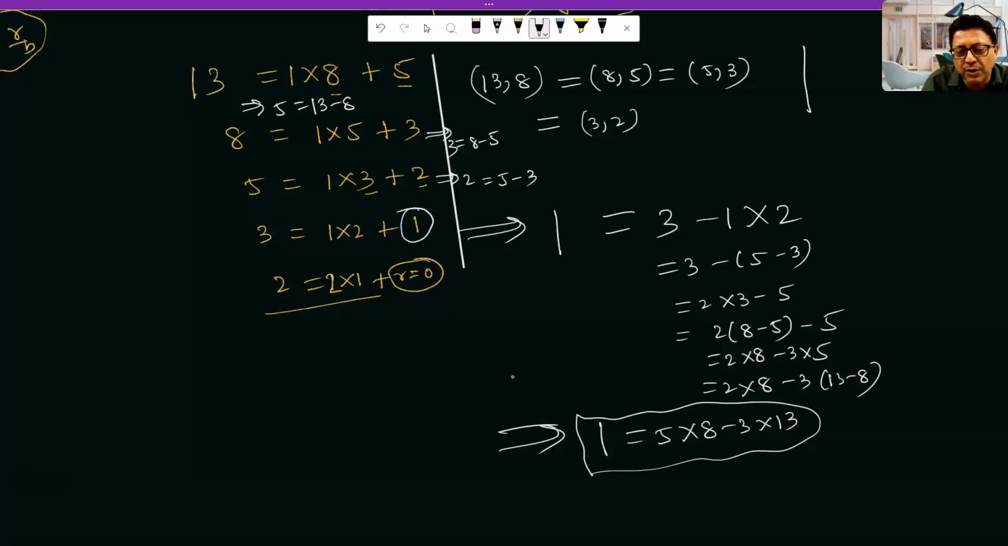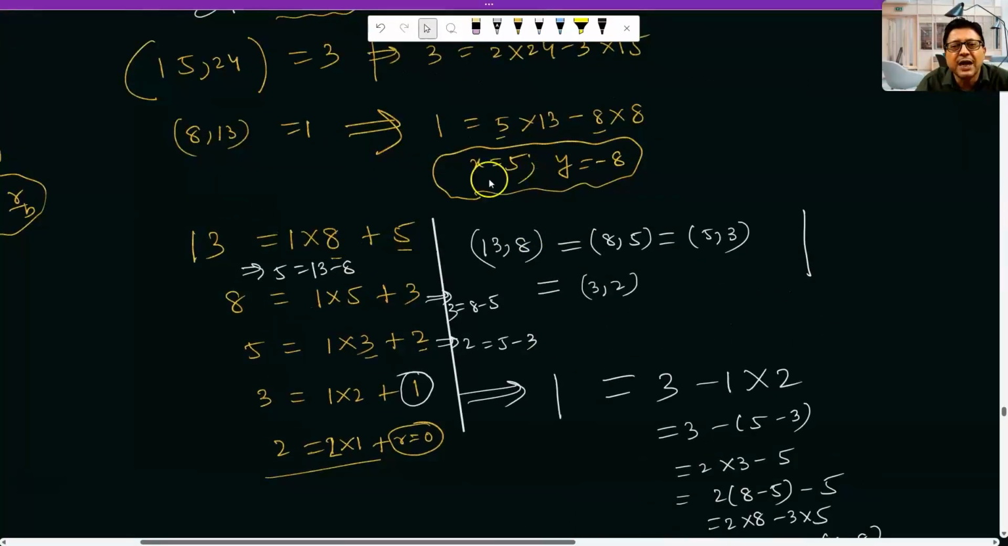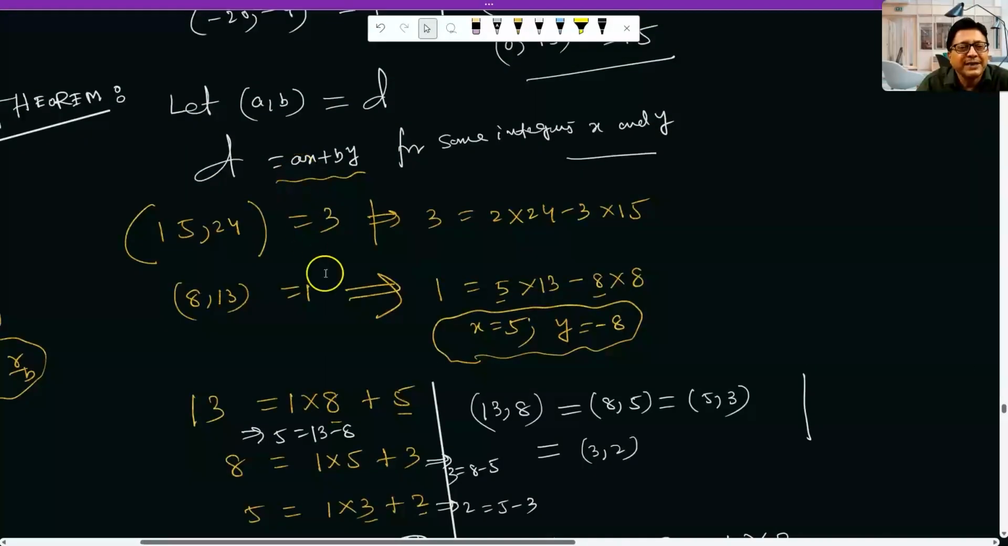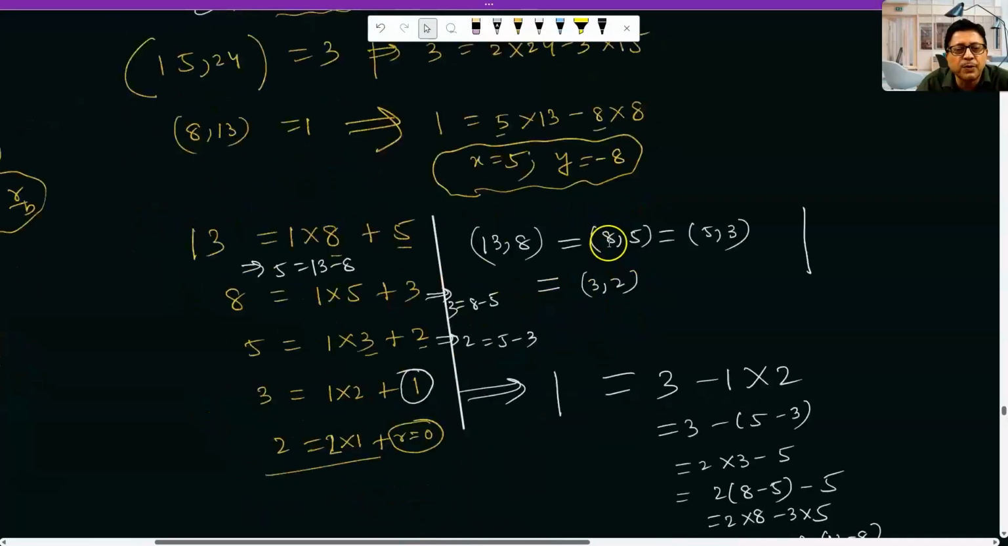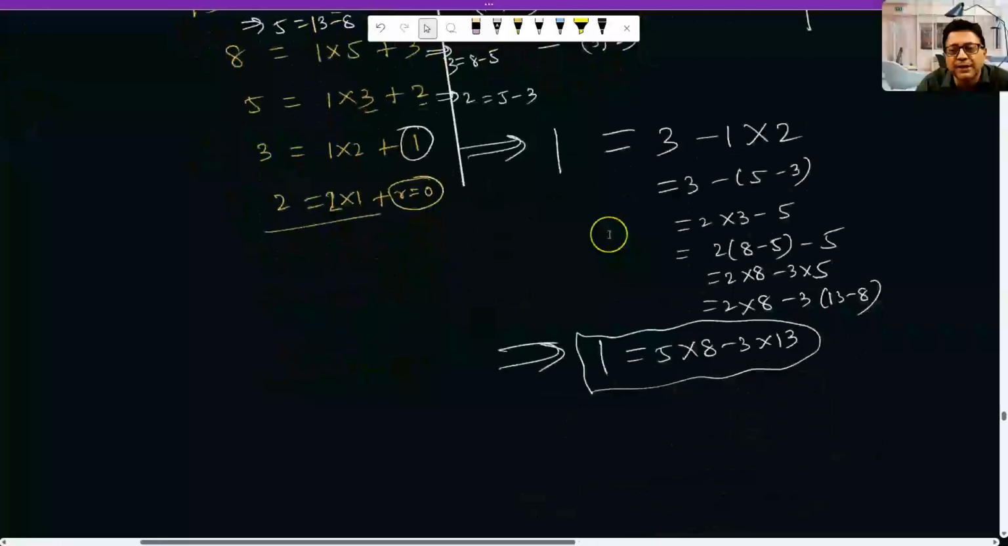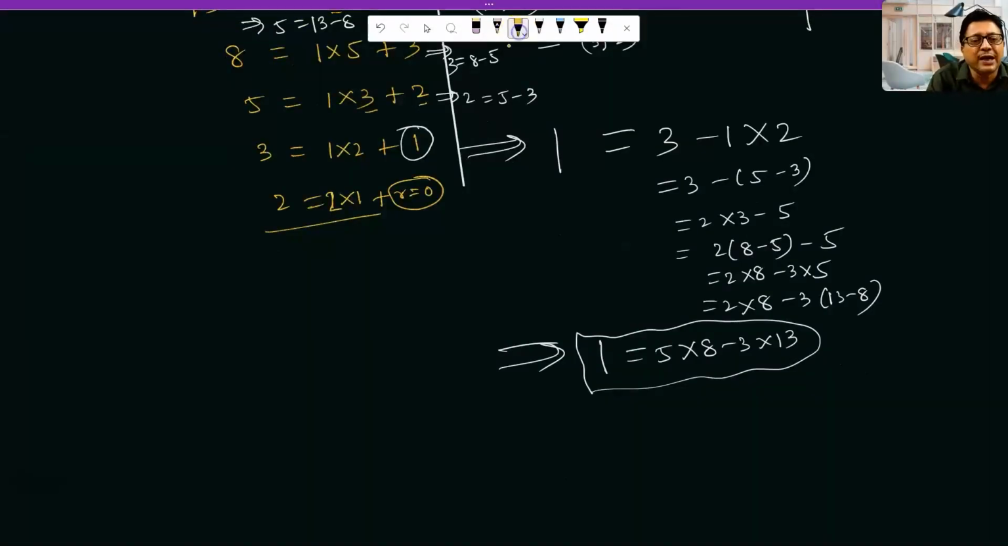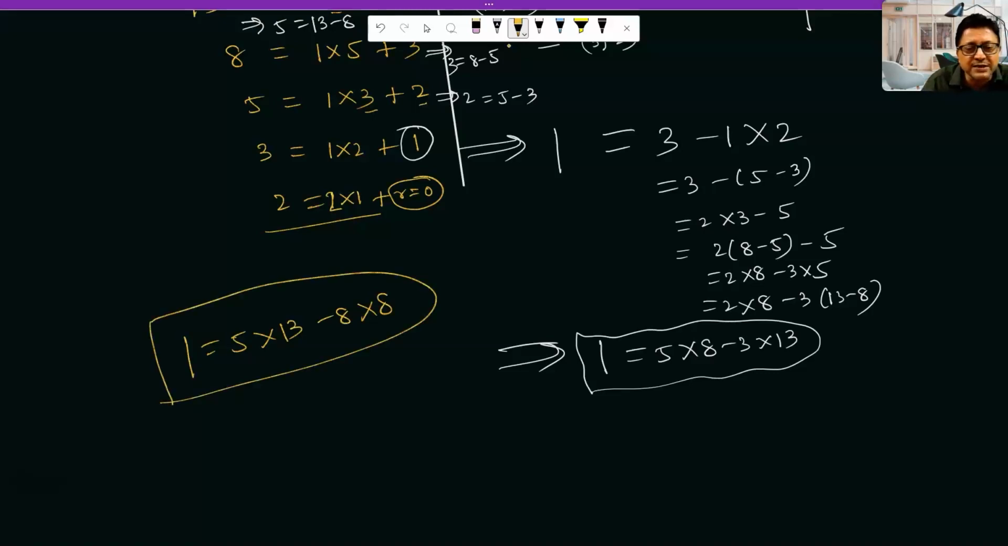So have I got a wrong answer over there? Because initially I had checked that the GCD can be expressed in this form: 1 is 5 into 13 minus 8 into 8. So which part is wrong? 5 into 8, 40, minus 39 is 1. And 65 minus 64 is also 1. What is your opinion? Which one is correct? My answer is both are correct.